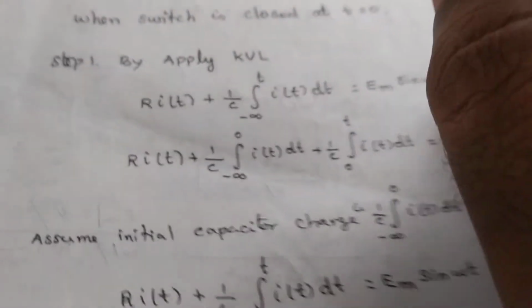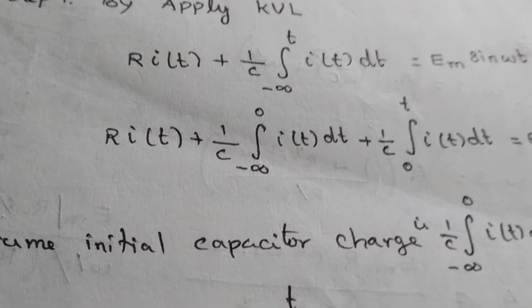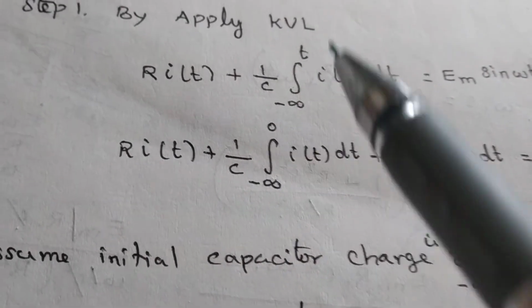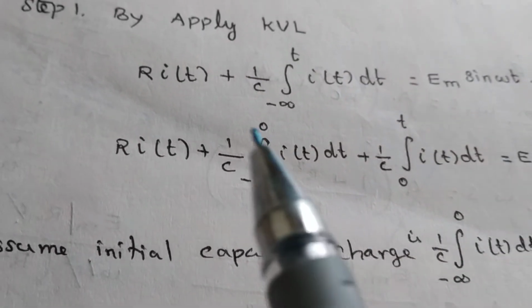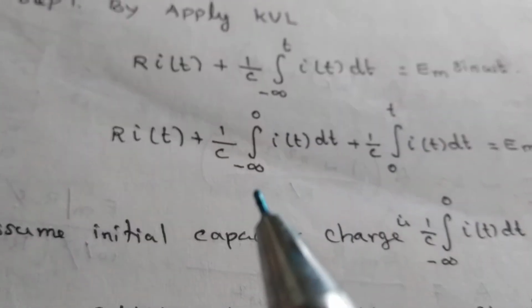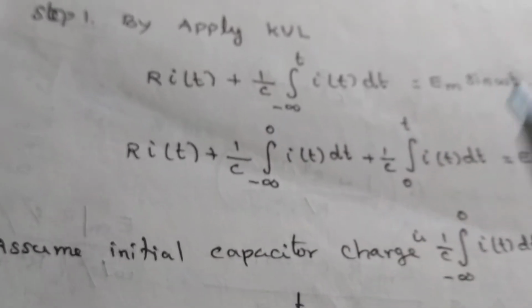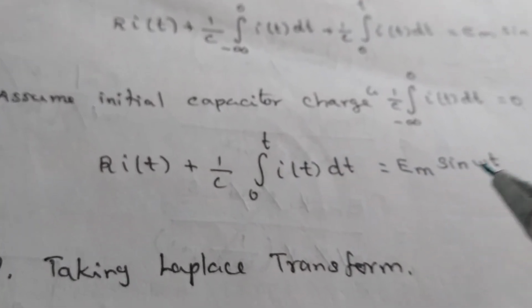Step 1: apply Kirchhoff's voltage law. R i(t) plus 1 by C times the integral, since the capacitance involves integration and the inductance involves differentiation. That is, 1 by C times the integral from minus infinity to t of i(t) dt equals Em sin omega t. Splitting the integral into the initial value and the charging part, the integral from minus infinity to 0 is the initial value, which we assume is 0, and 0 to t is the charging period. So R i(t) plus 1 by C integral from 0 to t of i(t) dt equals Em sin omega t.